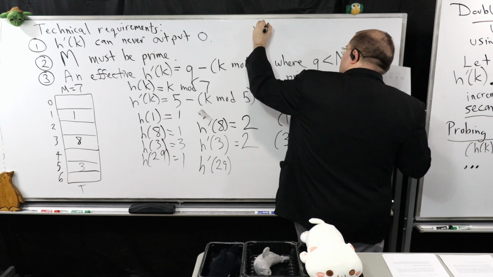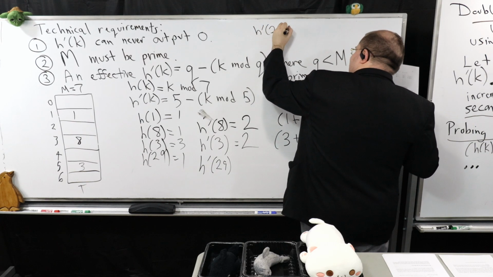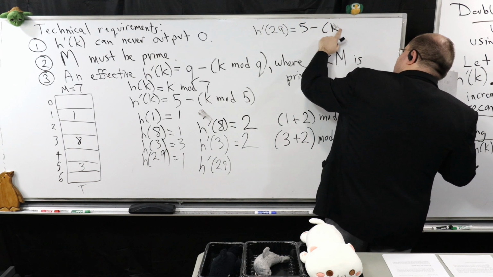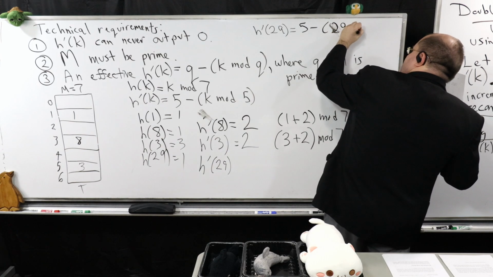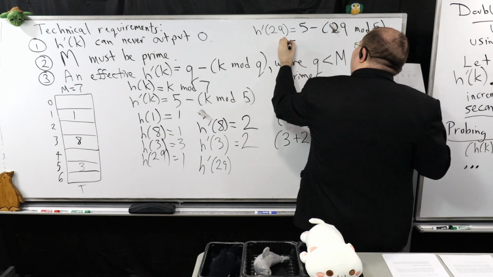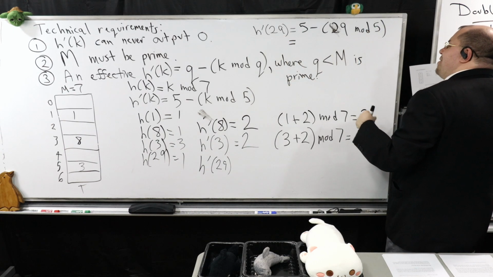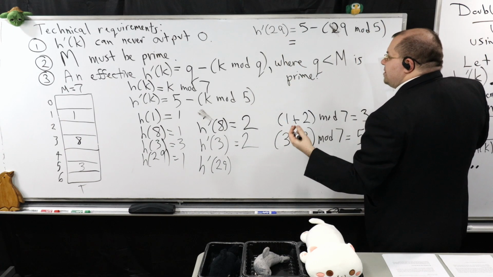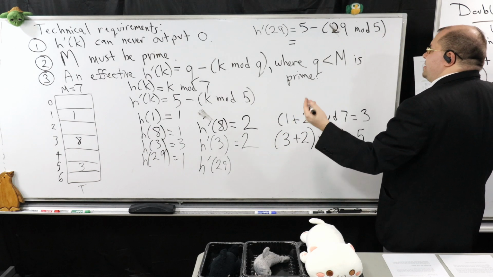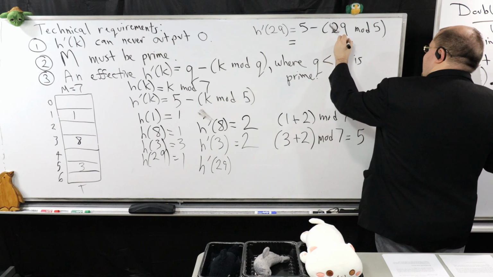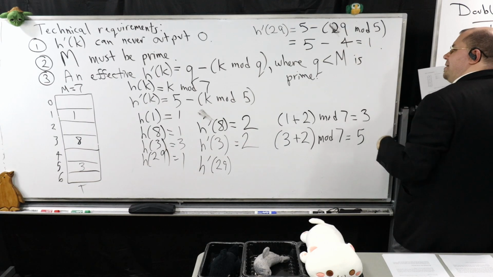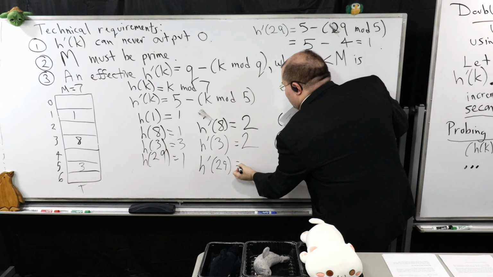So if I do h prime of 29, well, that's going to be 5 minus 29 mod 5, I made sure to remember it's 5. 29 mod 5. Well, 25 is 5 times 5. 5 times 6 is 30, but that's 1 less than 30, so you know it's going to be 4 here. So you have 5 minus 4, which is just 1. So this is just going to be equal to 1.